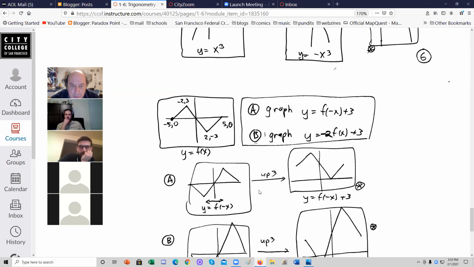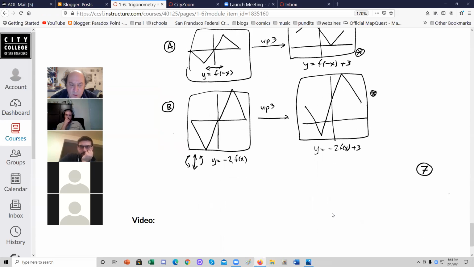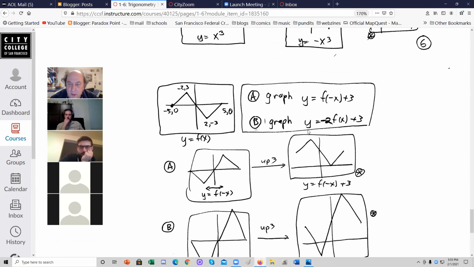All right. Here we're going to take this minus 2f of x. So it turns this upside down and stretches it by 2 like that. Then add 3, you just raise it by 3. All right, I'm going to have to fix this. This is a mistake. All right, we proceed.